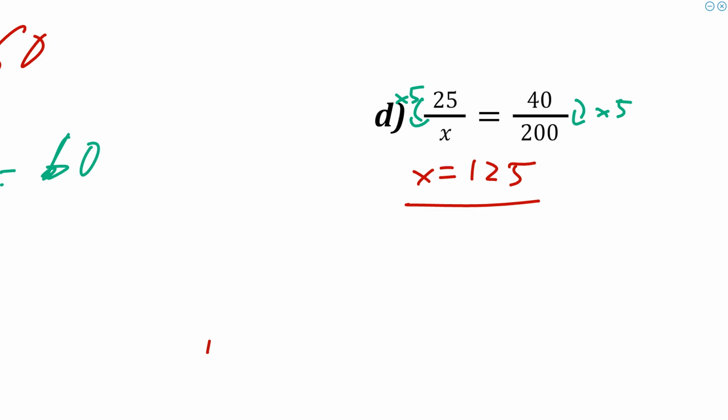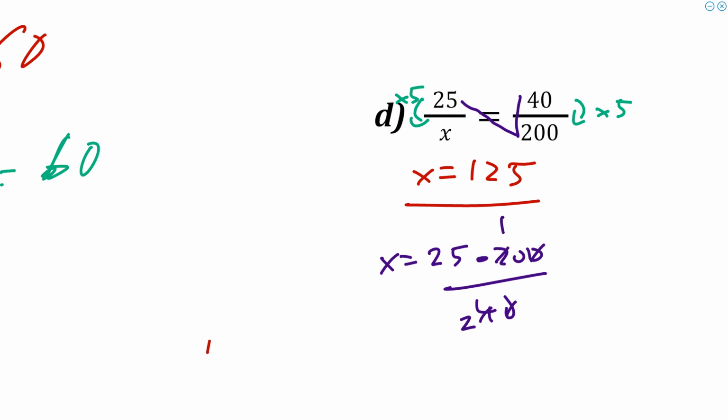Or, what we mentioned earlier, we can do this cross multiply and divide. 25 times 200 divided by 40, and this will give us the same thing. X is 25 times 200 over 40. By the way, some of you might recognize, okay, simplify, and I'm left with 25 times 10, 250, divided by 2, 125. Yep, X is 125.